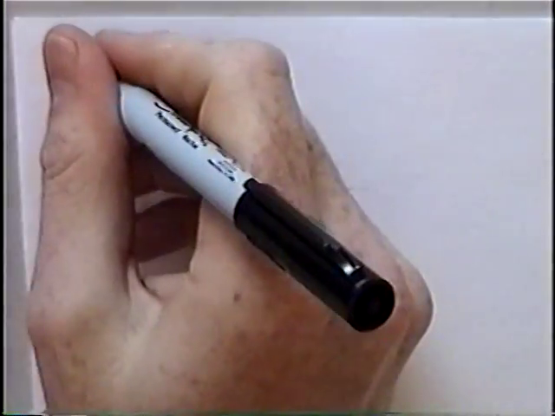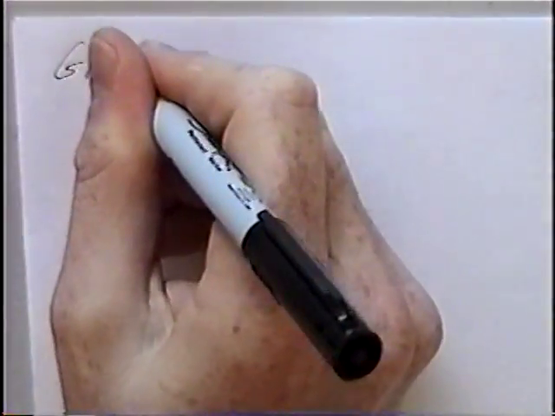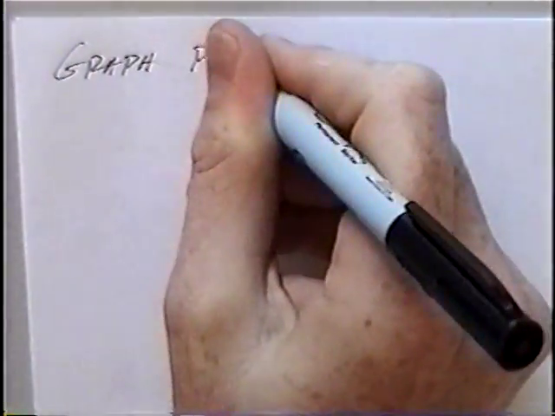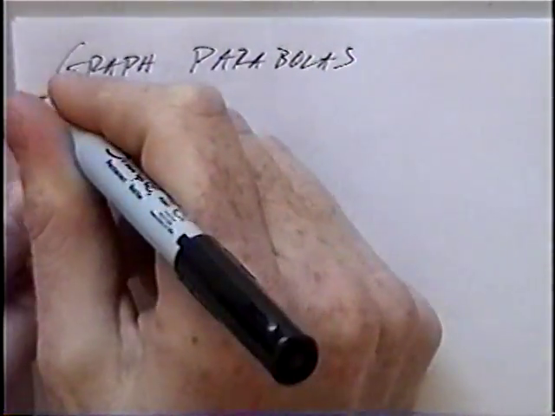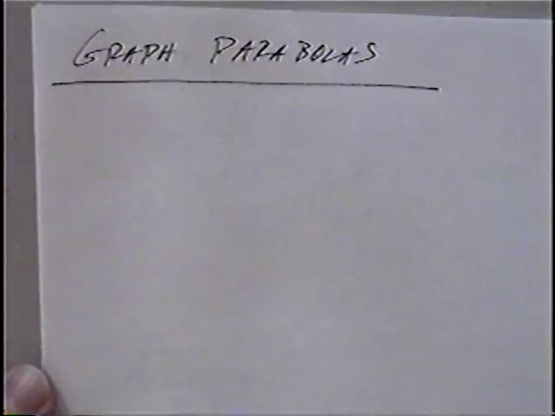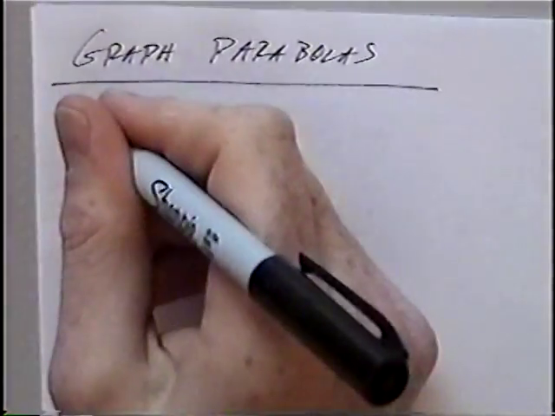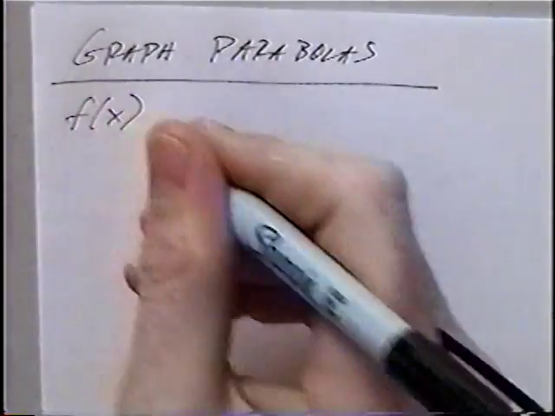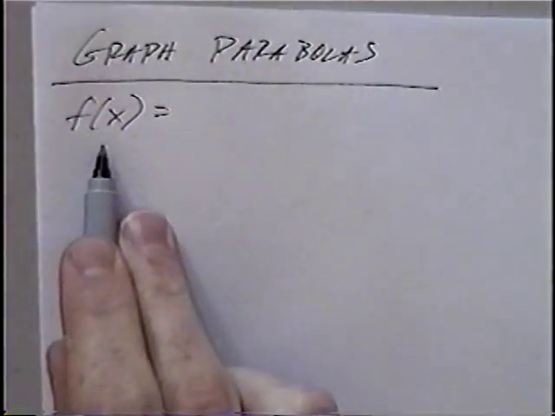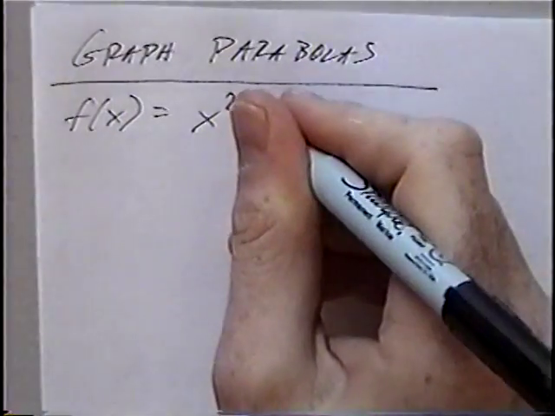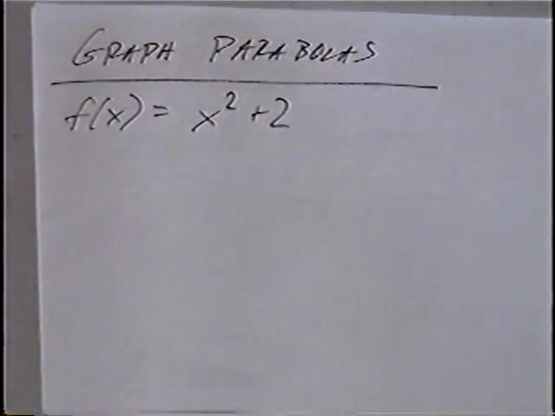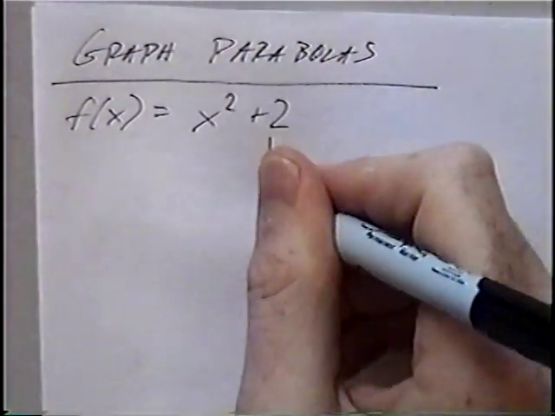Title of the first section is Graph Parabolas. First equation is f of x, f parentheses x, which again is a fancy notation for y, and the equation is x squared plus 2. Same steps as we did in the previous lesson.